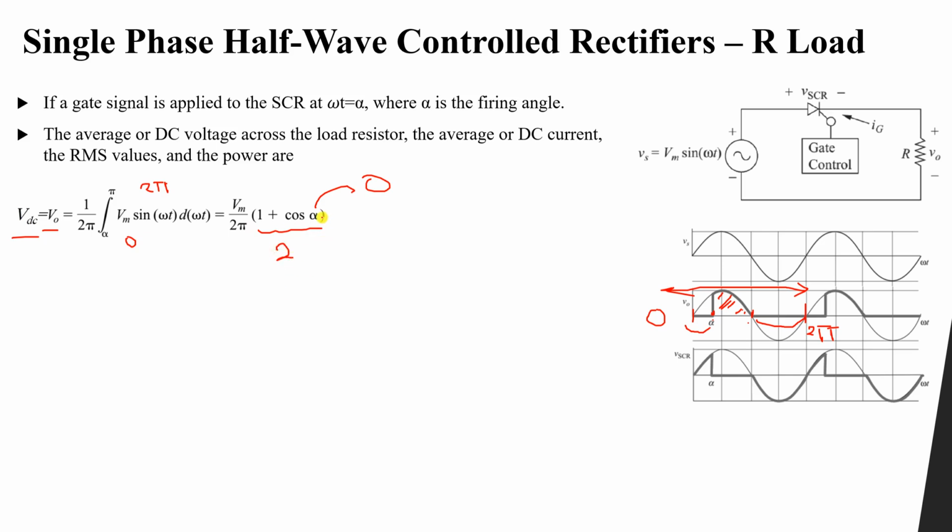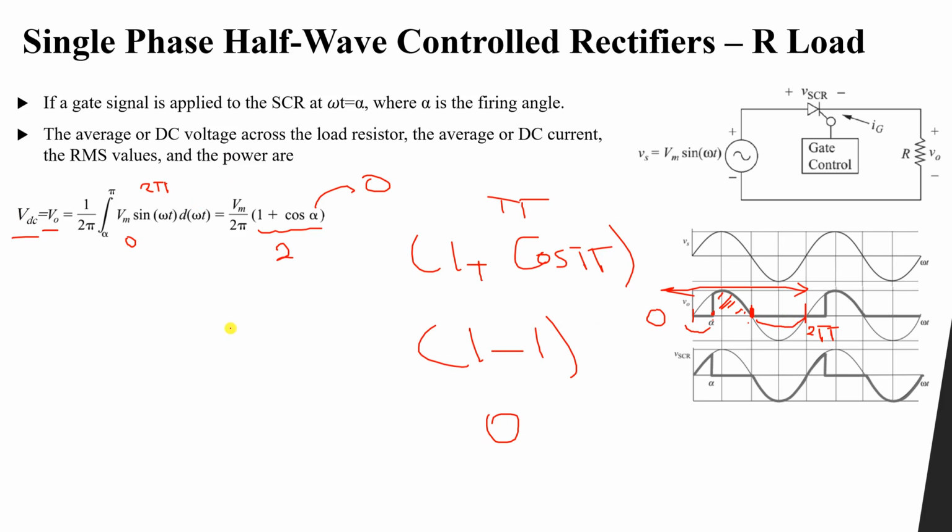Now let's say alpha equal to pi. It will be 1 plus cosine pi, and cosine pi is negative 1, so it will give us 0. So the average voltage will be equal to 0 when alpha is equal to pi. Similar to what we said, if alpha is here, it will not turn on at any instant. It will be turned off all the time.